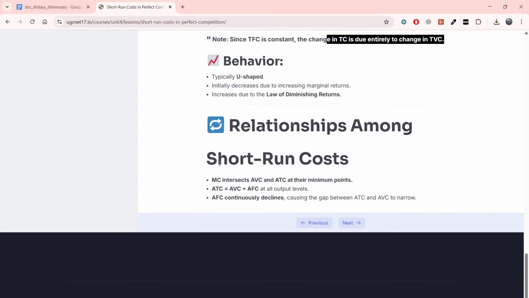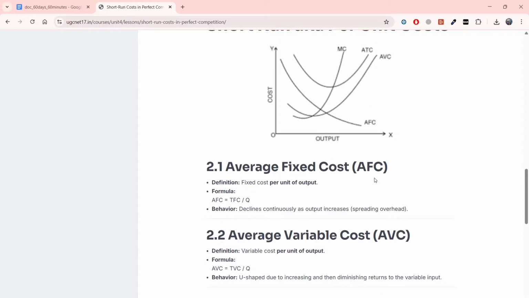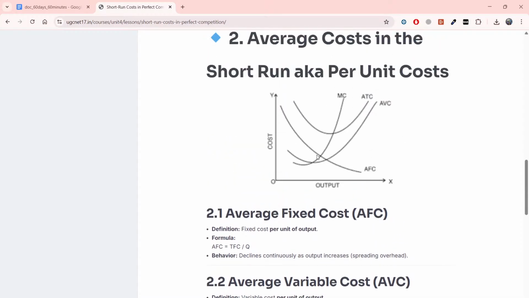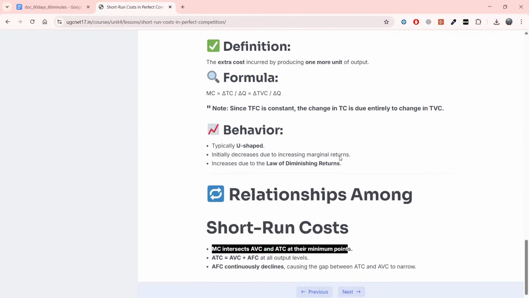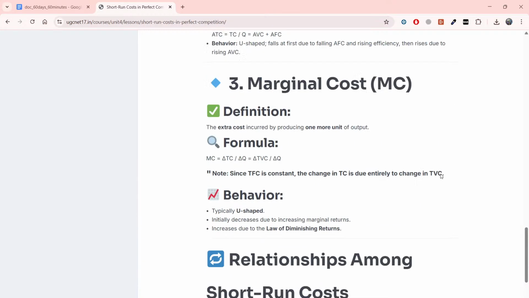Now these are some basics. Marginal cost intersects average variable cost and average total cost at the minimum point. Okay. ATC average total cost is average variable cost plus average fixed cost. AFC continuously declines, causing the gap between ATC and AVC to narrow.